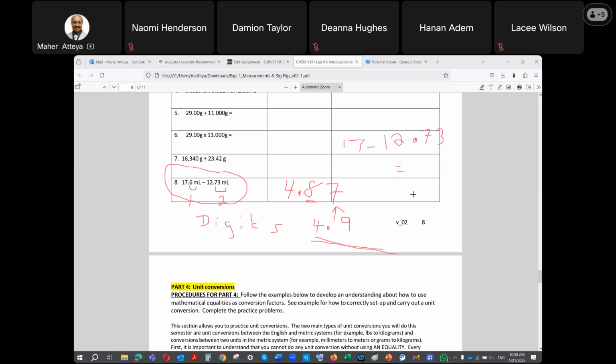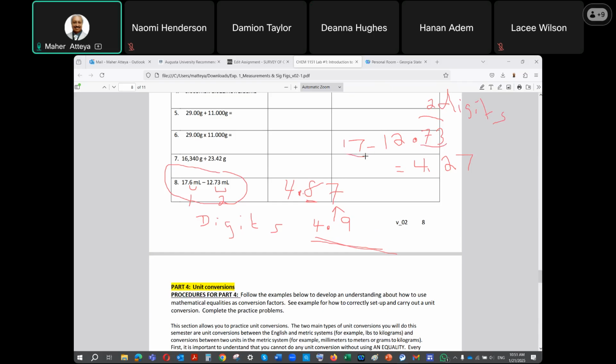So how much is the answer from the calculator? 17, no decimal, no nothing. Minus 1.73. How much? 4.27. Yes, that's from the calculator. But since we have to test it for sig figs, how many sig figs? Not sig figs, digits after the decimal. How many digits? We have 2 digits, correct? Yes. Following? This has 2 digits.